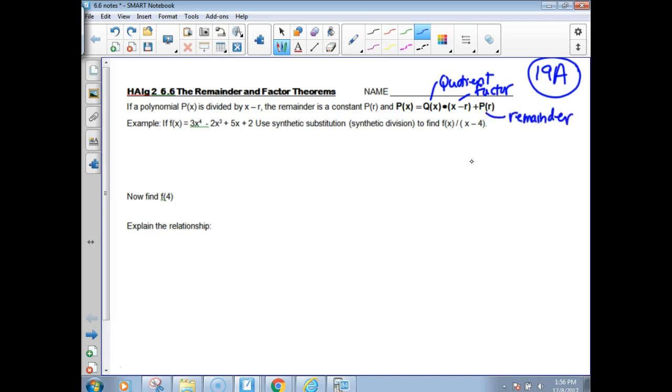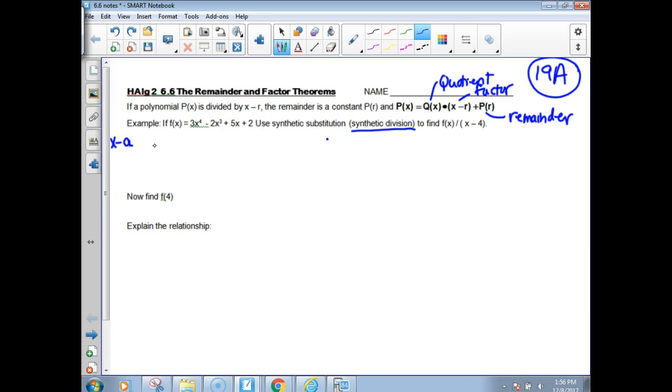Now, I've already shown you those when we divided by a factor synthetically. I showed you how to rewrite it in factored form with the remainder, which is written over the factor. So in this example, f of x equals 3x to the fourth minus 2x cubed plus 5x plus 2. Use synthetic division to find f of x divided by x minus 4. Remembering that the factors are in the form x minus a, they wrote x minus r here. I just don't want you to confuse that with the remainder.